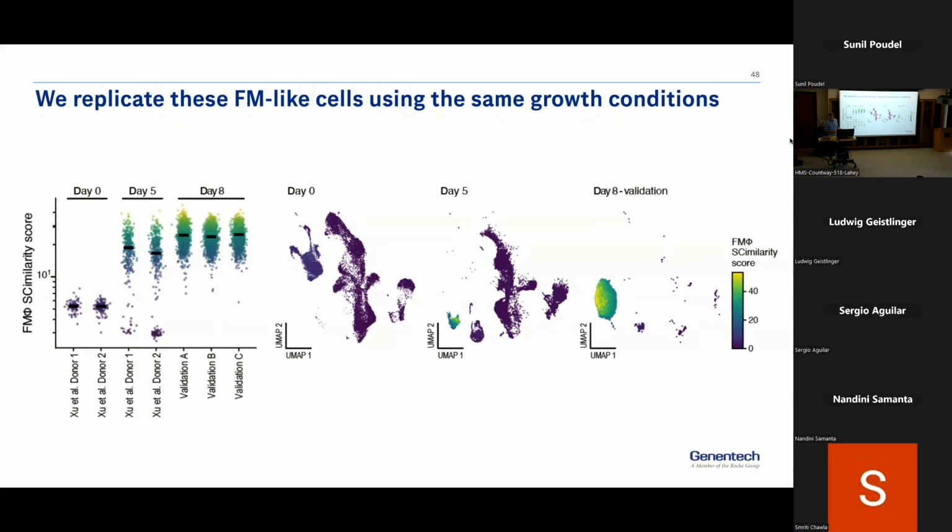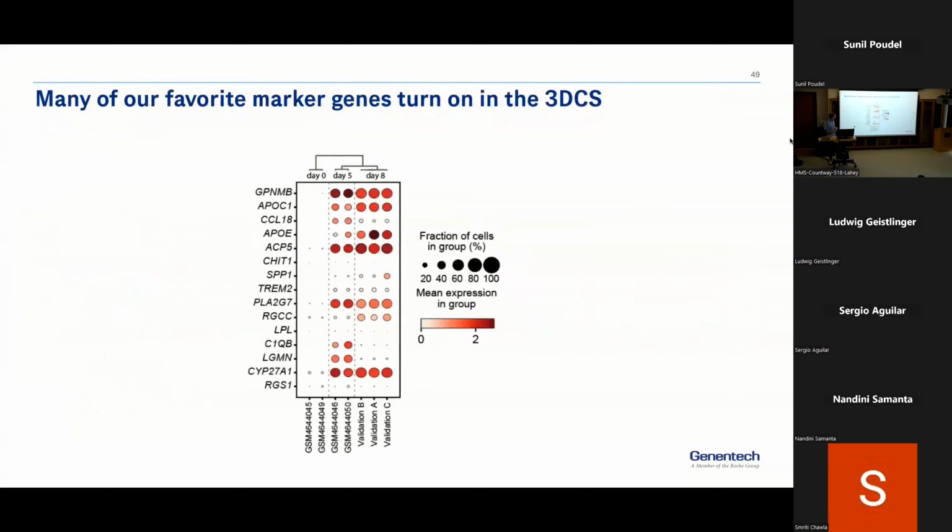So that's pretty cool. And we can take it down to the last step of looking at our favorite genes. Before I started on this, this is how we used to define the fibrotic macrophages. You can see day 0 has very little to no expression of these genes. Day 5 has quite a bit more, and we see that replicated in our validation on this day 8 time point.